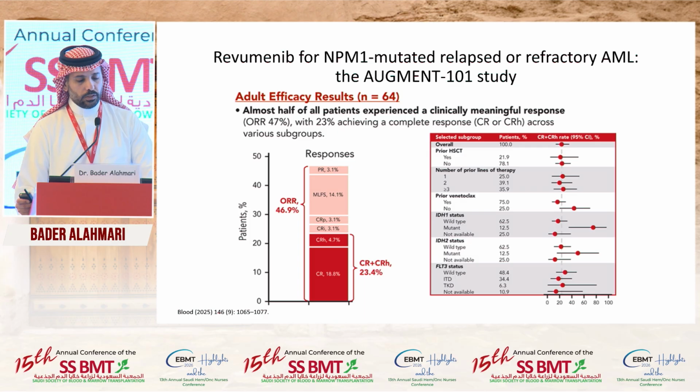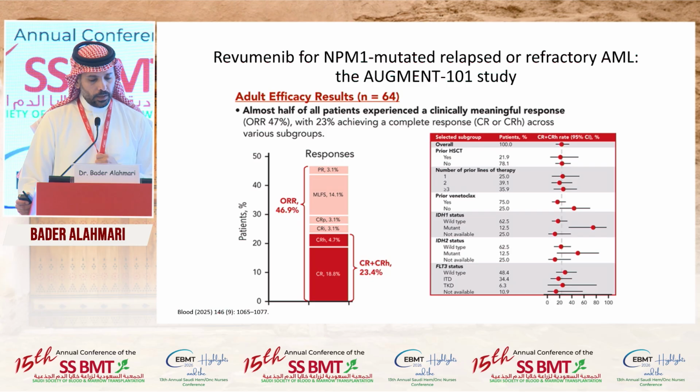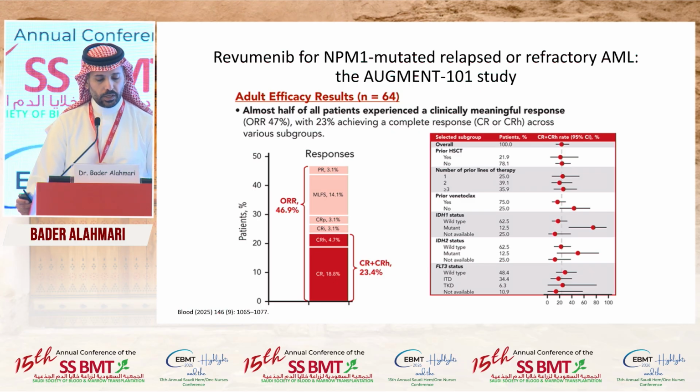For NPM1 mutation, data were extracted from the AUGMENT-101 study. The efficacy population was 64 patients enrolled into this efficacy analysis, with an overall response rate of 47% and CR/CRh around 23.4%.